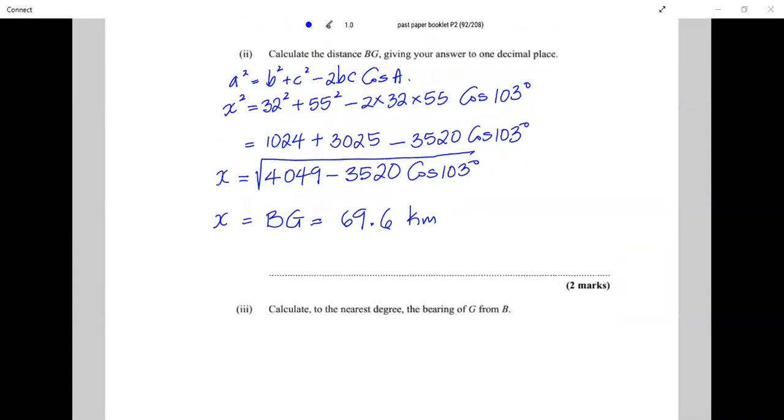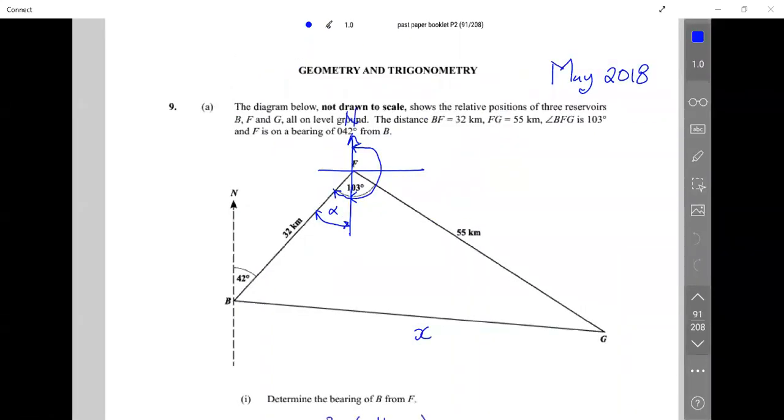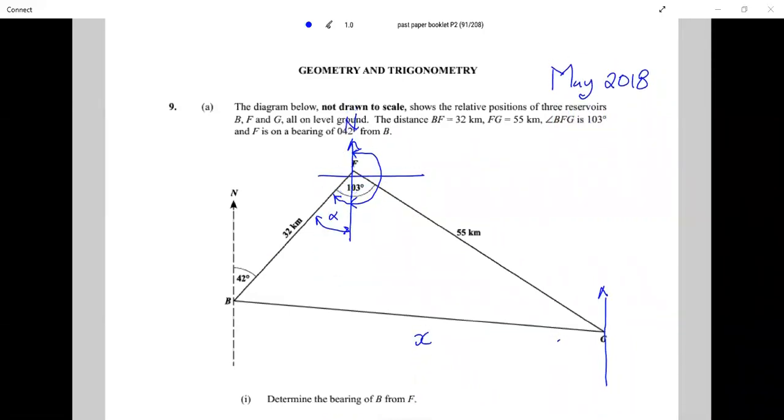So let's go to our diagram and identify that angle. Wherever you're taking the bearing from, you're going to go there and draw your north, south, east, west line. It is the bearing of G from B. Sorry? So the bearing of G from B. Okay, all right, thank you for that correction. So it's the bearing of G from B.